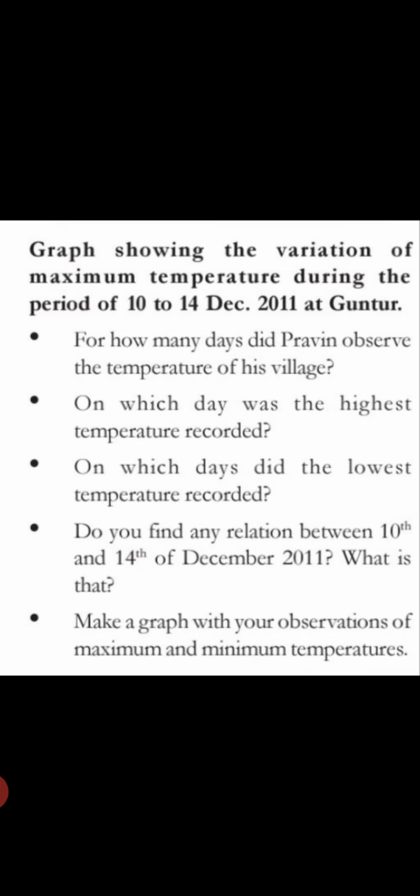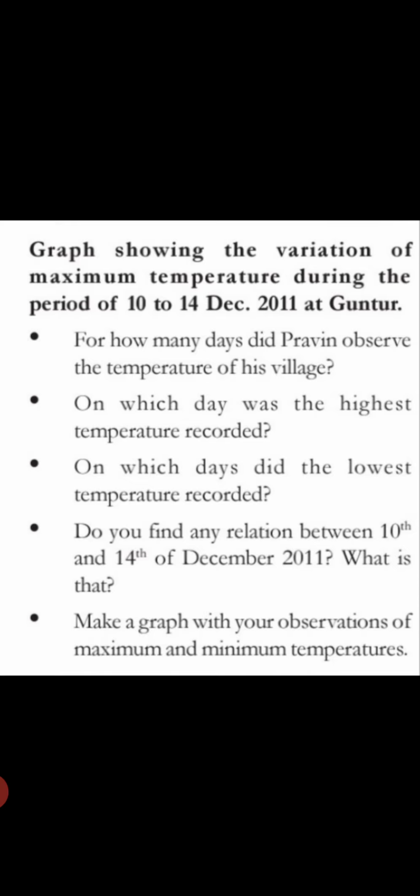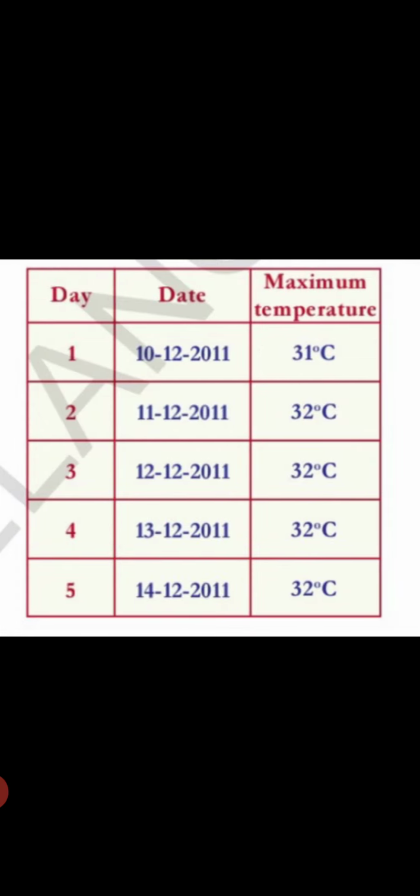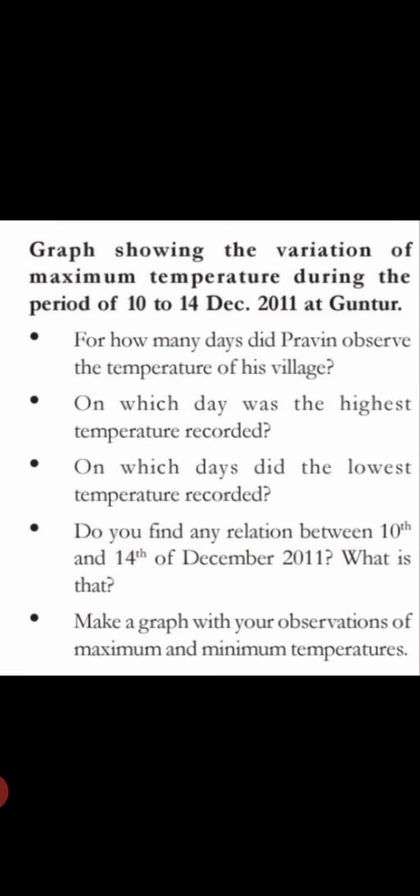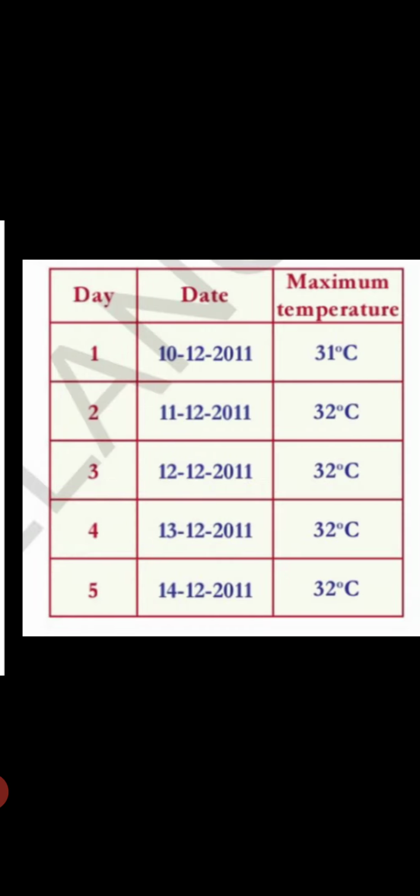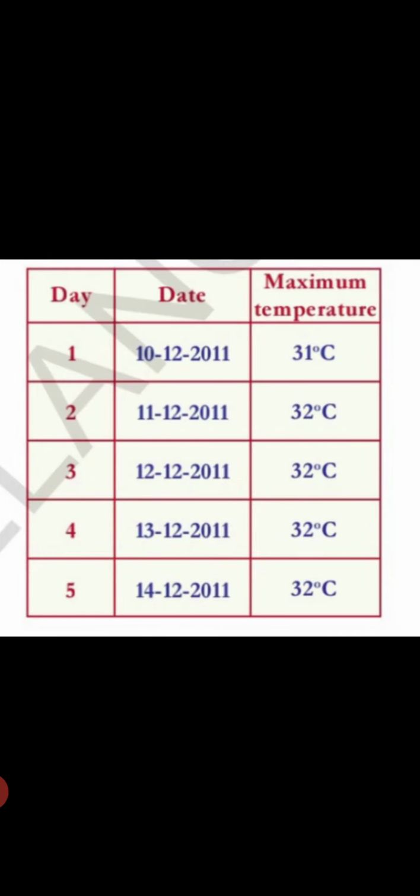So let's discuss the questions. For how many days did Praveen observe the temperature of his village? Yes, children? 5 days. On which day was the highest temperature recorded? Highest temperature, it's 32 degrees centigrade for 4 days: second, third, fourth, fifth days. On which day was the lowest temperature recorded? First day, 31 degrees centigrade.